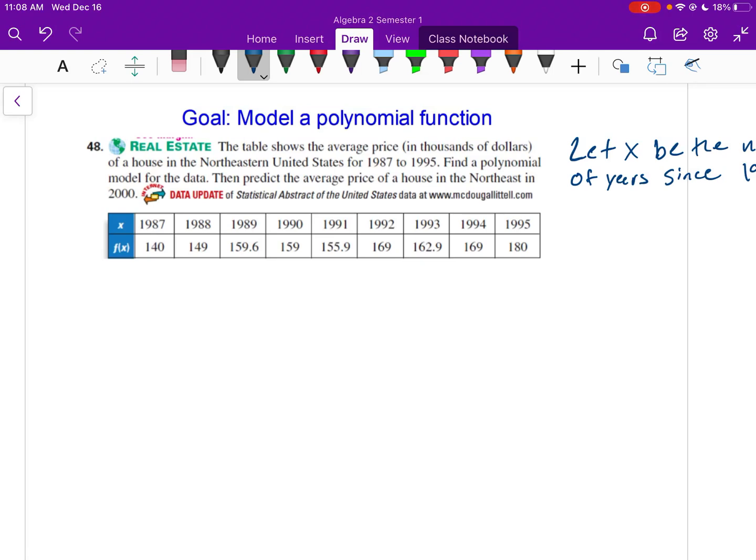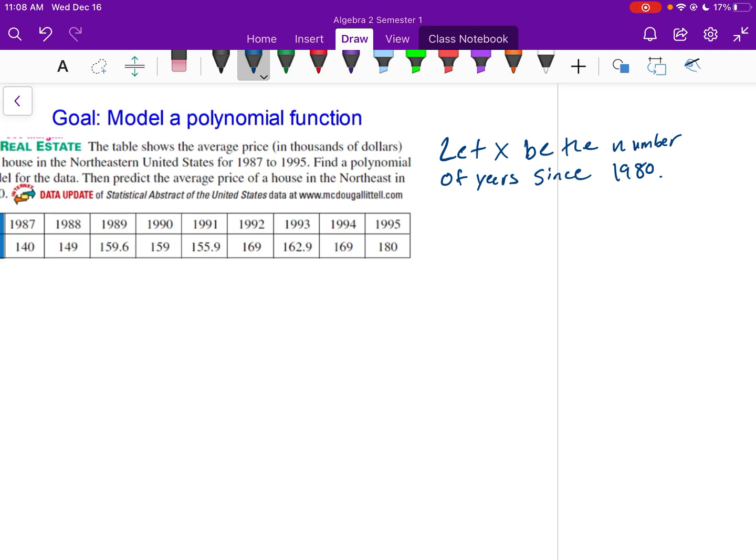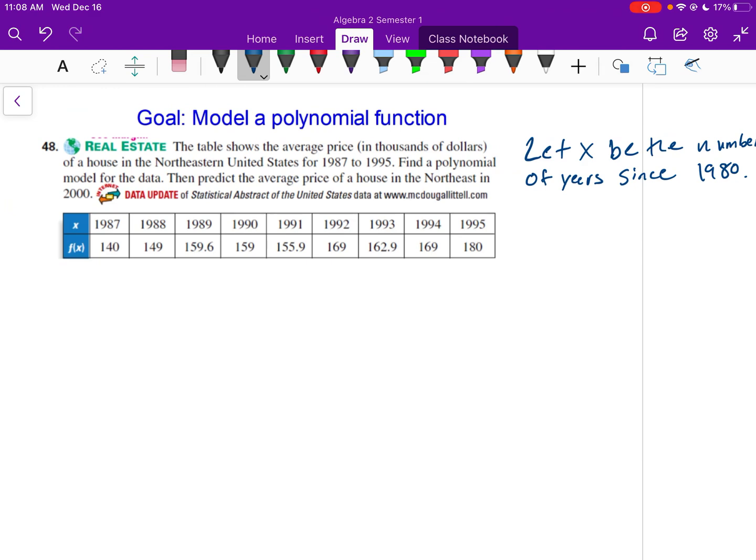Okay, so in the 6.9b video, we ran into a problem when we did this one, so I just want to redo it and explain why that mistake was happening on the calculator. So when we previously did it, for this, it was talking about the average price, I believe it was, of a house in northeastern United States for 1987 to 1995. Now in this one, it does not specify let X be the number of years since 1980. Okay, so the reason the problem happened on the calculator is because of such large numbers for X that the calculator was not able to do it.